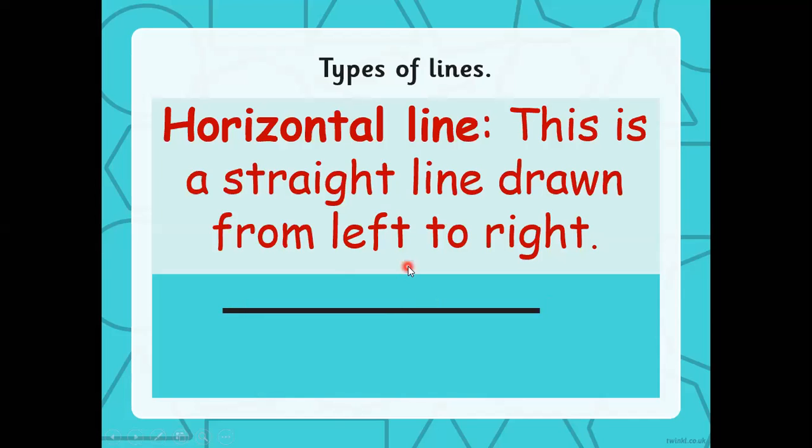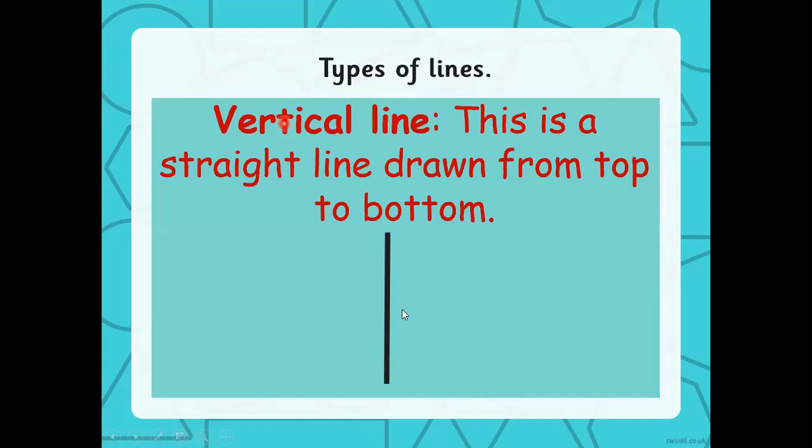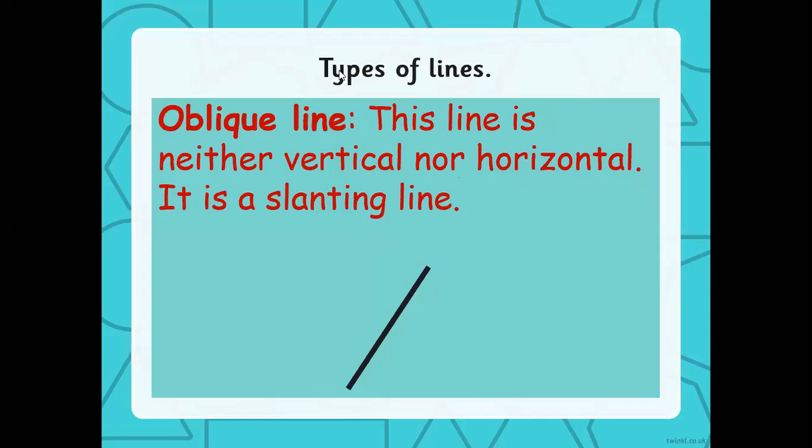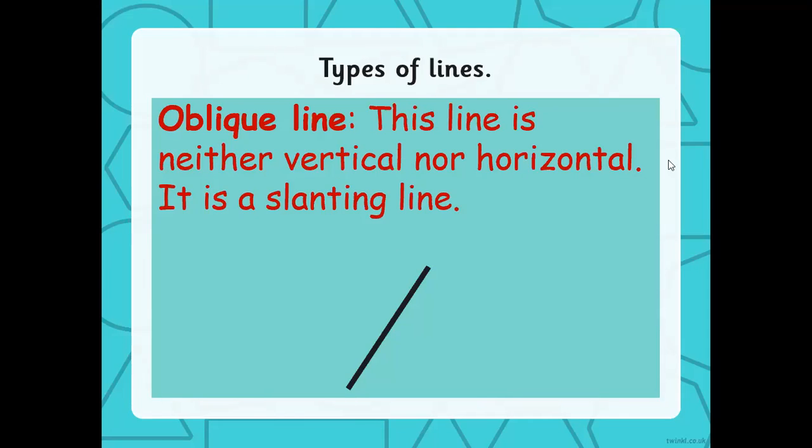We have another one, the vertical line. This is a straight line drawn from top to bottom, from the north to the south. We have another one, which is the oblique line. This is a line that is neither vertical nor horizontal. It's slanting this way. So another name for oblique line is a slanting line.